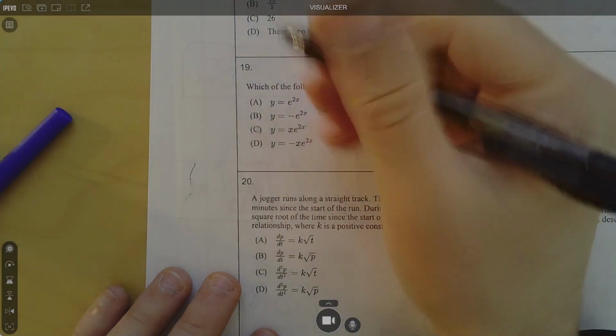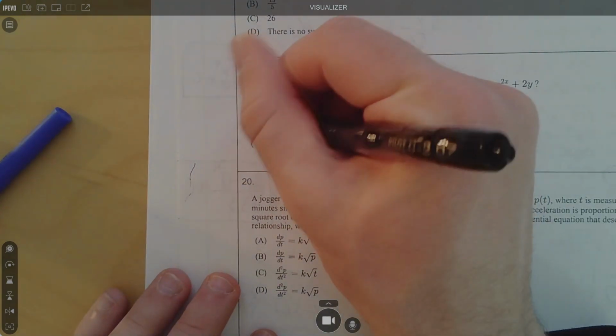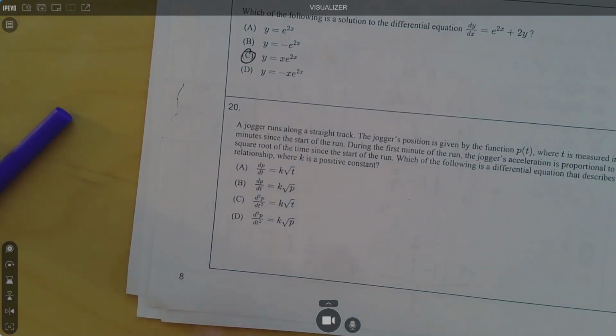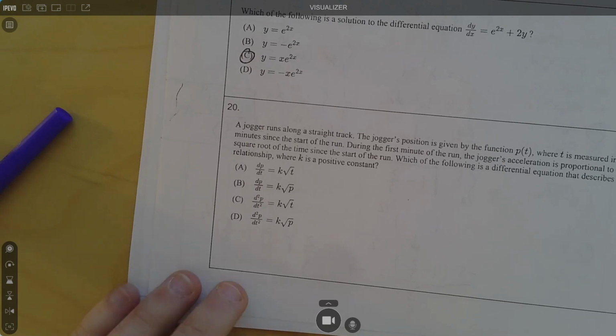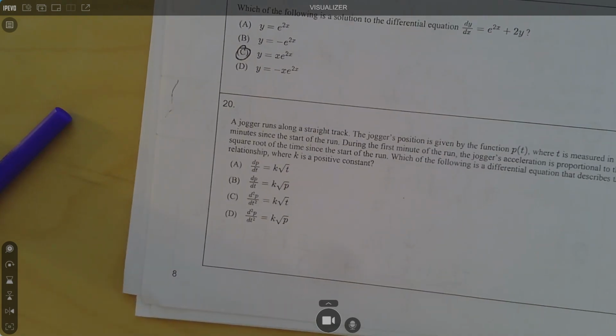Alright. Let's see. Alright. 20. A jogger runs along a straight track. The jogger's position is given by the function p of t, where t is measured in minutes since the start of the run. During the first minute of the run, a jogger's acceleration is proportional to the square root of time since the start of the run. Which of the following is a differential equation that describes a relationship where k is a positive constant?